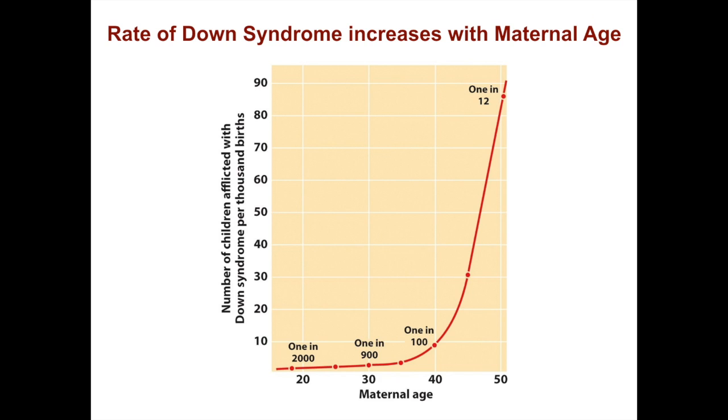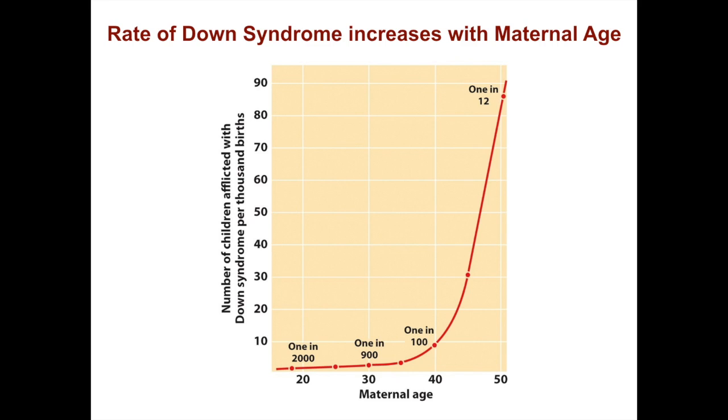The rate of Down syndrome increases with maternal age. And this is caused by the nondisjunction of chromosome 21. When a woman is pregnant at the age of 20, the rate is 1 in 2,000 births. However, by the age of 40, this increases to the rate of 1 in 100 births. By the age of 50, it occurs in 1 in 12 births.